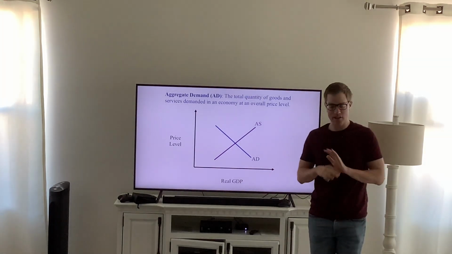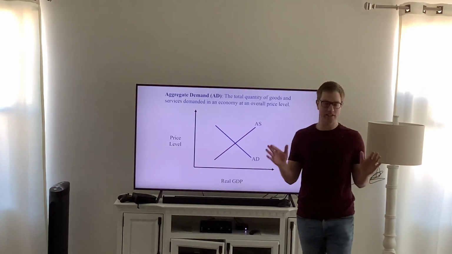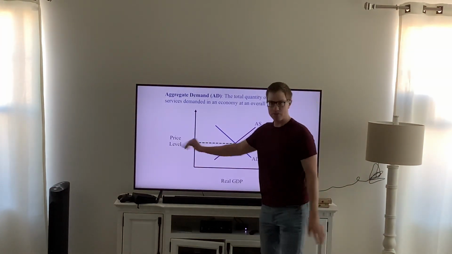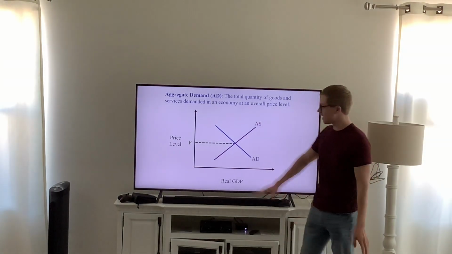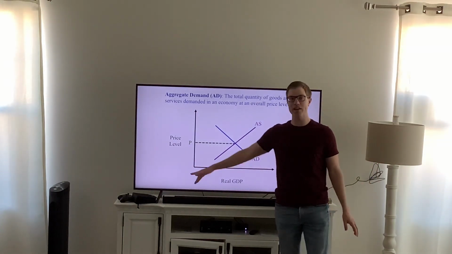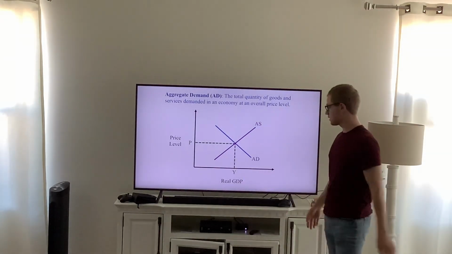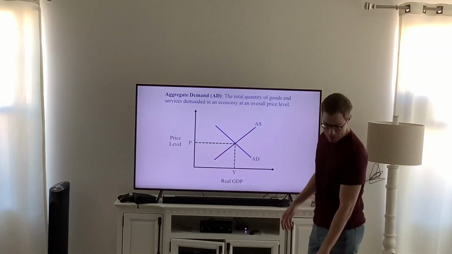So aggregate demand is the total amount of demand of all the things in an economy. We have price level, just like before, on the y-axis, and on the x-axis, rather than quantity, we have real GDP. So here we have our equilibrium of aggregate supply and aggregate demand.